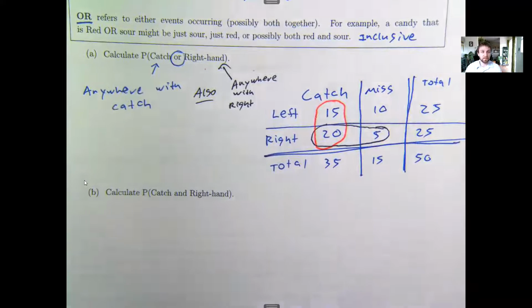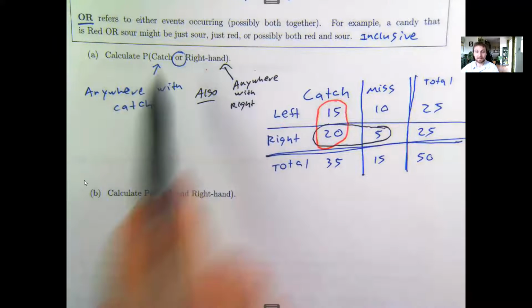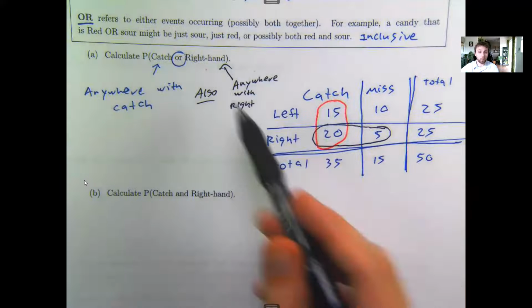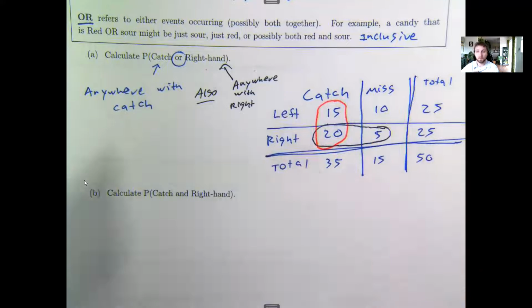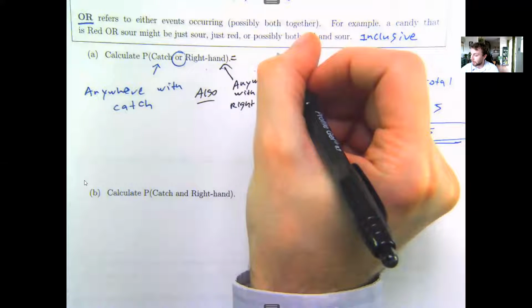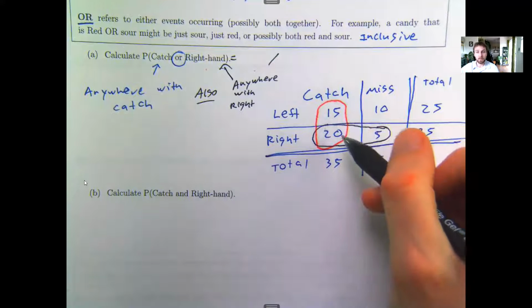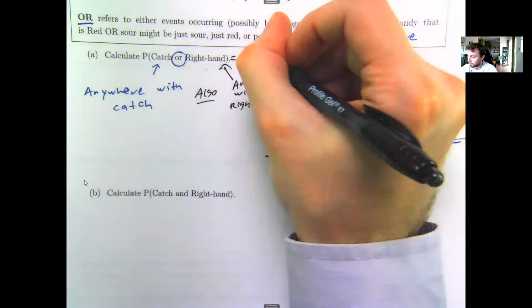All of these things are considered successes. Catching with the left, that's catching it. That's at least one of those 2 things. Catching and right, great, you happen to have both. Missing but using the right, you're still using the right hand. That's considered a success here. So if I'm looking at this probability, I'm going to add these numbers up. I've got 15 and 20 gives me 35. 35 and 5 gives me a total of 40.